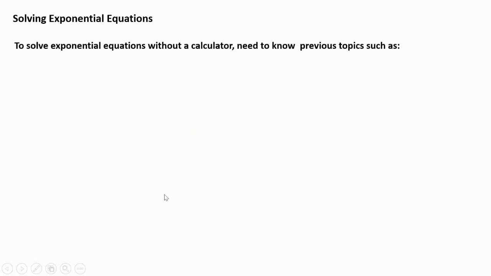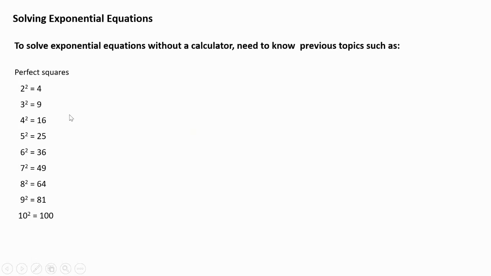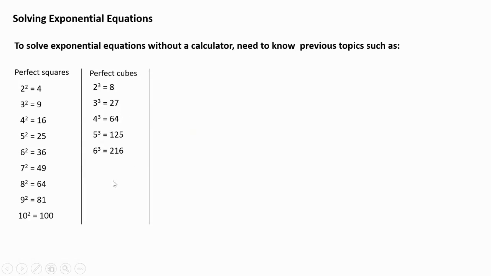Okay, now solving exponential equations. You have to know about perfect squares. At least know all the way from 1 to 10, or 1 to 100. Perfect cubes, at least know all the way to 6. For example, 2 cubed is 8, 3 cubed is 27, and all the way to 6 cubed is 216. The more that you know, the better off you'll be. For the fourth roots, at least know all the way to 5. 2 to the fourth power is 16, 3 to the fourth power is 81, 4 to the fourth power is 256, and 5 to the fourth power is 625.